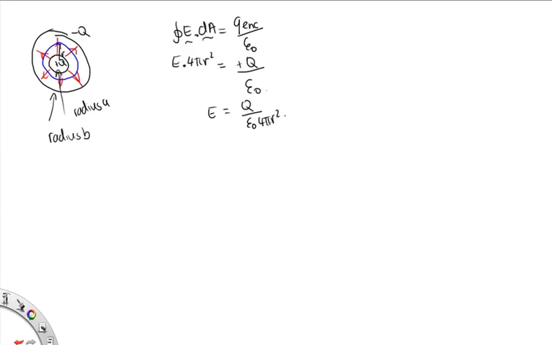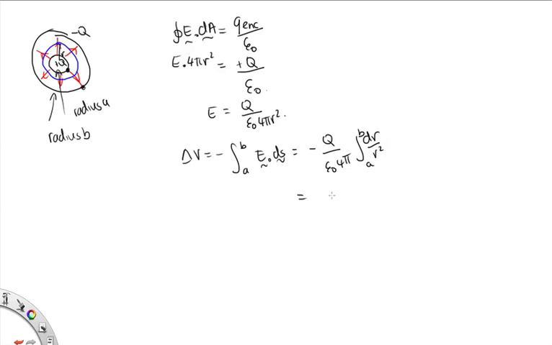Now what we need to do is work out the potential difference between the radius a and the radius b. So we've got that the potential difference is equal to minus the integral from a to b of E dot ds. And in this case, the path we're taking is along the radius. So this is equal to minus Q over epsilon naught 4 pi, dr over r squared, where the radius is going from a to b.